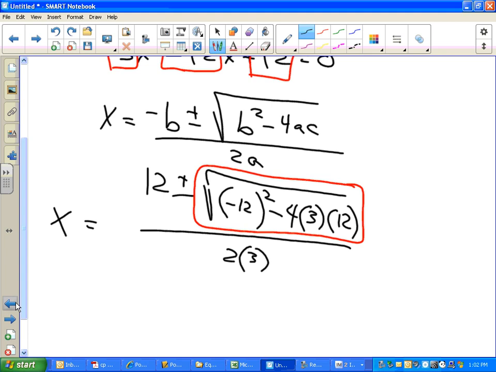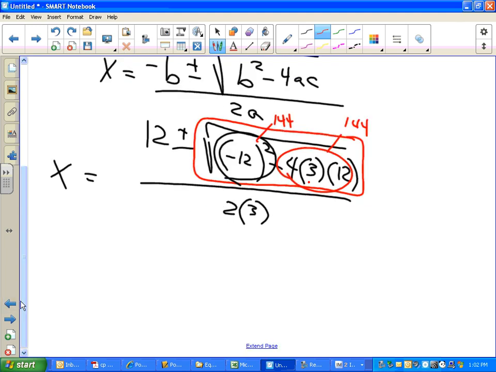All right. Now, let's do this part in our head. Let's forget the calculator. What's negative 12 times negative 12? Positive 144. This piece should be 144. What's 4 times 3? 12. And what's 12 times 12? 12 plus 12 is 24, but 12 times 12 is 144. Okay, so that's 144 minus 144, 0. The square root of 0 is 0.